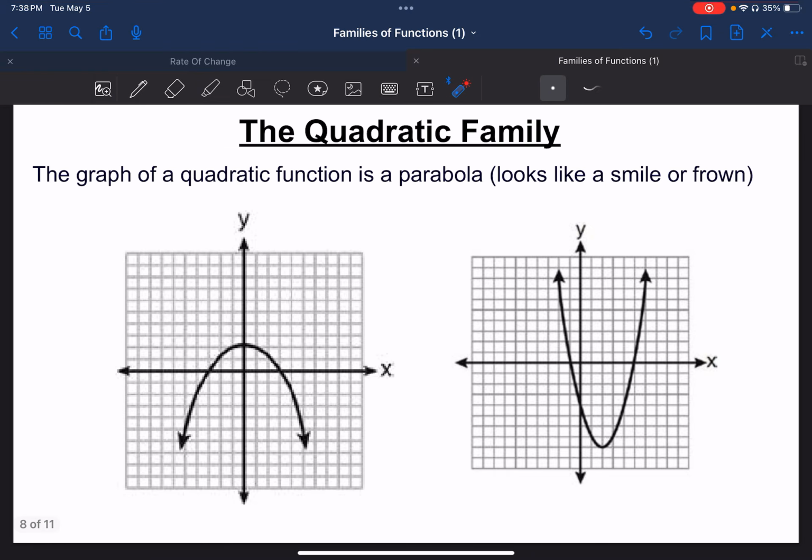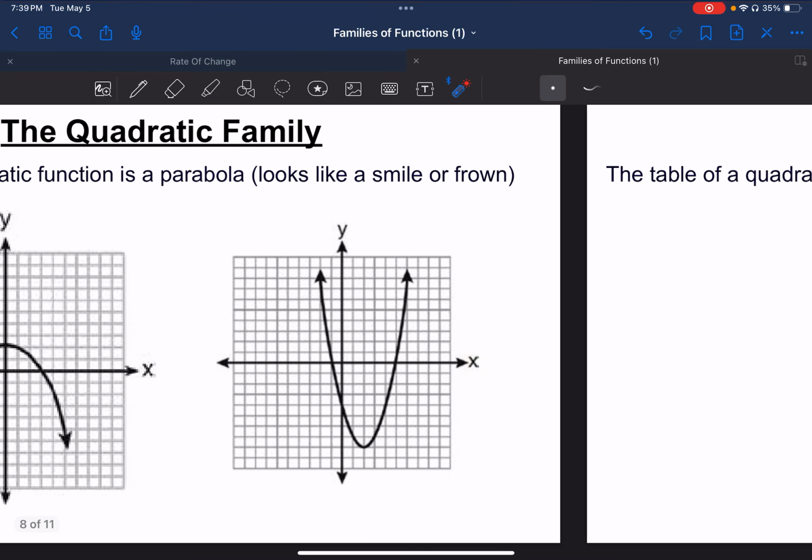All right. Now I'm going to talk about the quadratic very quickly because we're going to do quadratics in a different unit, but I wanted to show you guys what the quadratic looks like. So we've talked about this. A quadratic function is a parabola, and it looks like a frowning face or a happy face. Okay, so we're going to talk about all those when we do quadratics in a later unit.